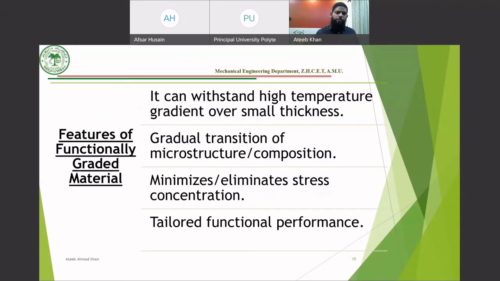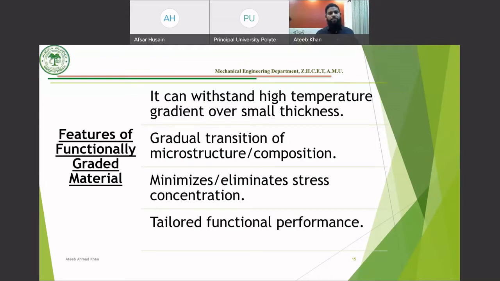Okay. So some of the features of the functionally graded material are listed in this table. It can withstand a high temperature gradient over a small thickness. As you all know, this is the reason functionally graded material was invented in the first place. Second is gradual transition of microstructure. As I explained in the previous slide, the transition from one material to the other is gradual, and there is no distinct point or line after which you can say that the material is changing from material A to material B. The third is that it minimizes stress concentration, for obvious reasons.